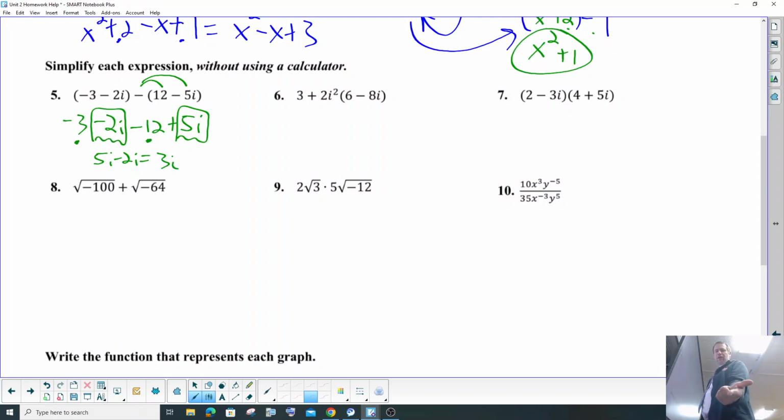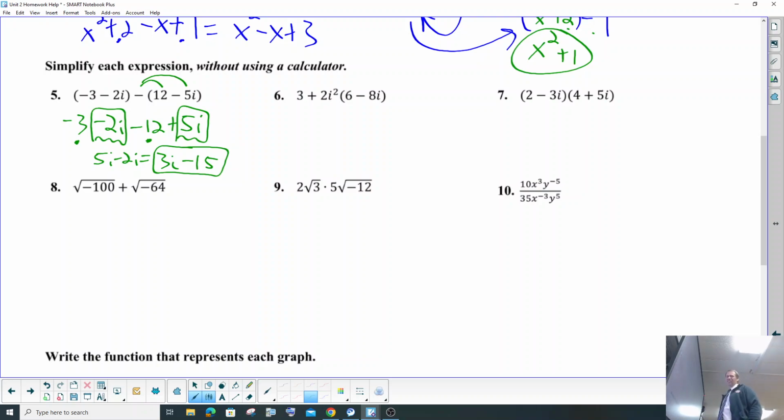And then we also have a negative 3 with a negative 12. You took 3 apples off my tree. You took 12 more. You owe me how many apples? 15. So it's going to be 3i minus 15 as our answer. Here we go, 3i minus 15. Good.